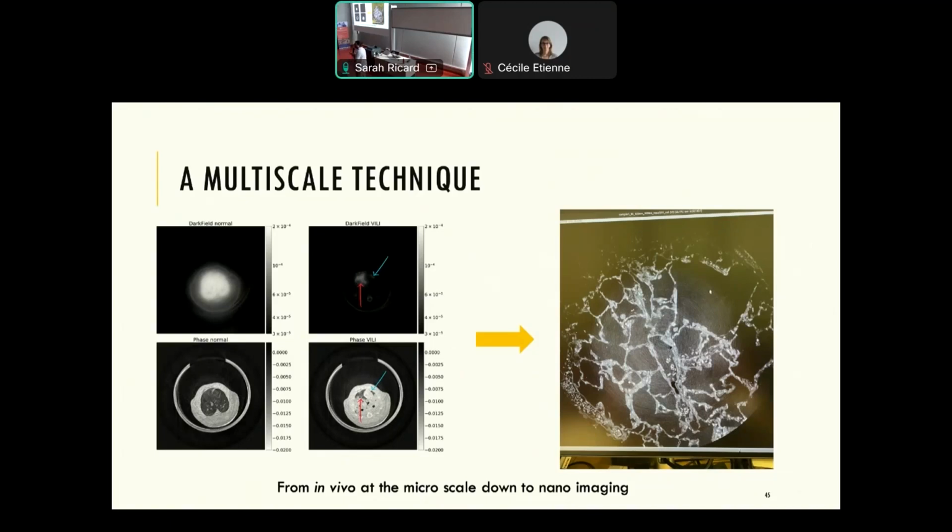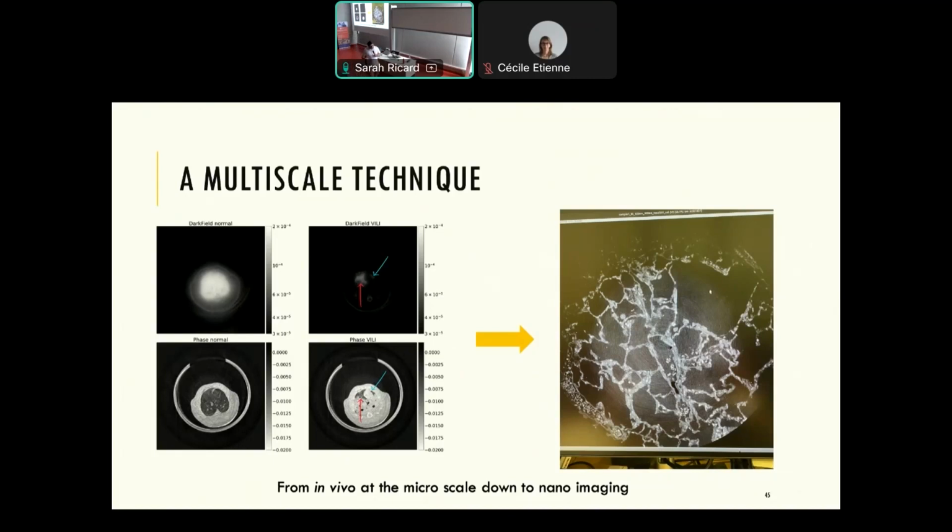Why? Because you don't have enough spatial resolution to see the actual alveolus and the state of those alveolus, while the dark field actually gives you a microscopic interpretation of the healthiness, let's say, of those.